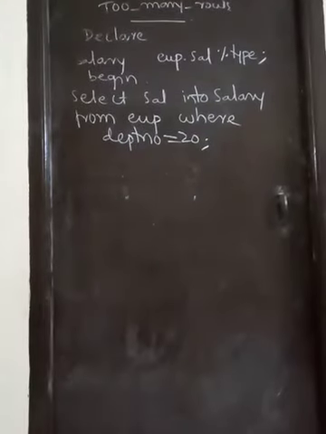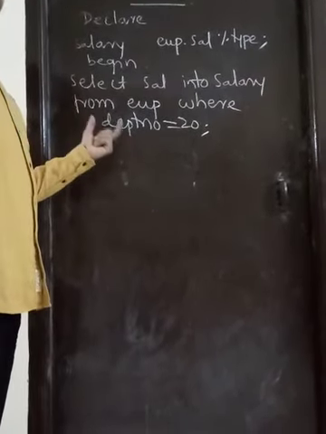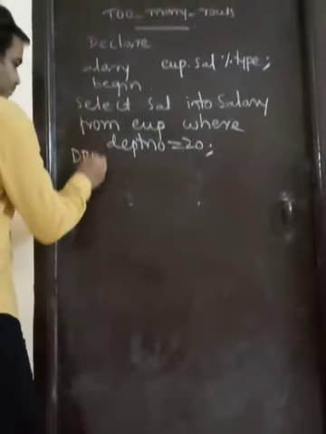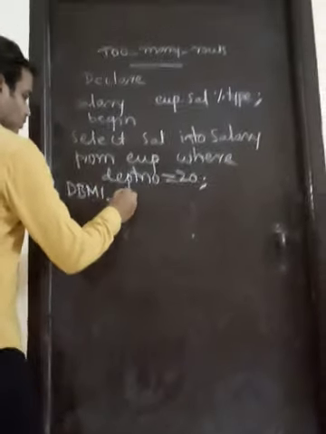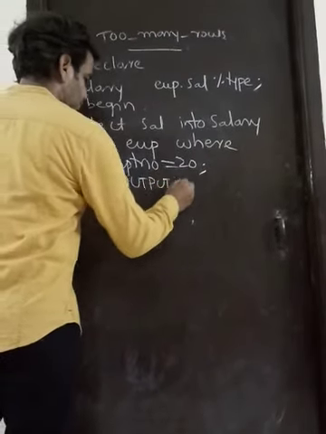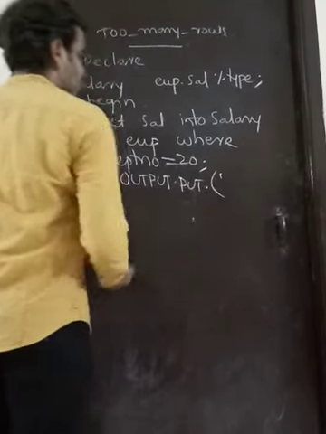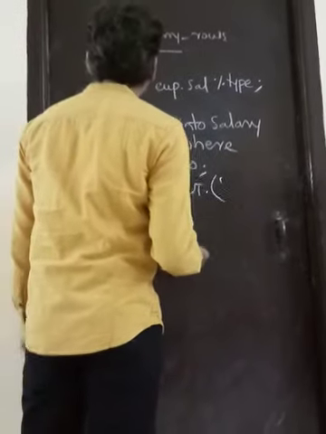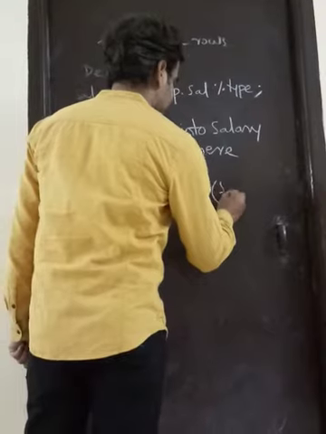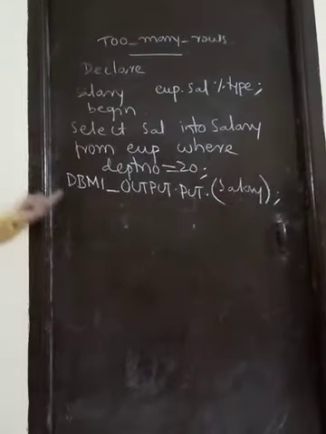Commonly in department number 20 there are multiple rows. Without a cursor we can't access them. Then we are displaying using DBMS_OUTPUT.PUT_LINE. Here we are displaying only the salary column that we stored in salary. Commonly multiple rows are there.